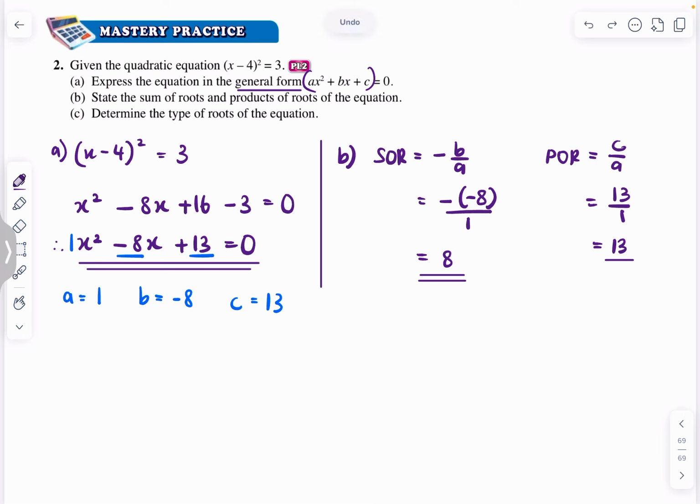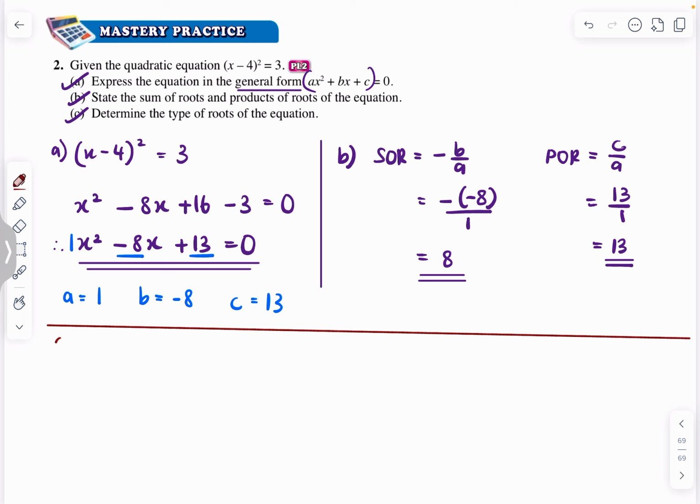Right, let's look at C. Determine the type of roots of the equation. Type of roots. Okay. So let me change color. To get type of roots, you need to do b² − 4ac. We need to find out the value of this. If it's less than 0, that means you'll get no real roots. If it's equal to 0, you will get same roots. And if it's more than 0, you will get 2 different roots.